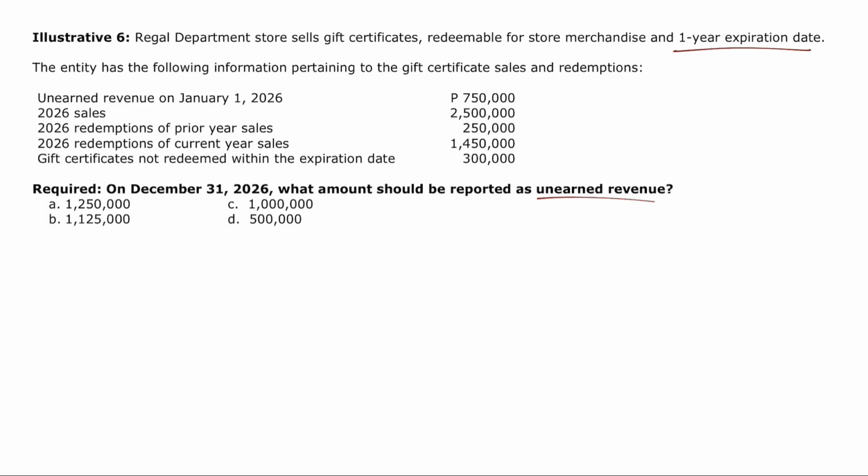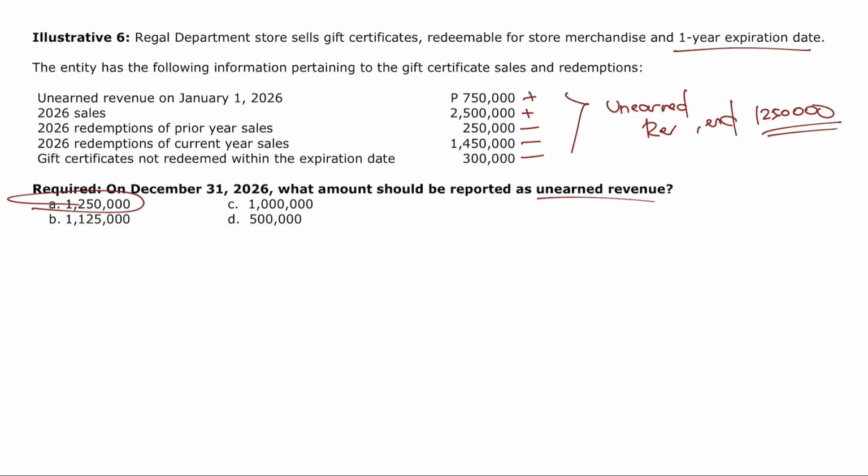Okay? So, unearned revenue beginning, 750. So, plus yun, no? 2026 sales of GC, plus din po yan. 2026 redemption of prior year sales, of course, minus yan kasi redemption. Redemption din yung 2026 current year sales. So, minus din. Then, GC not redeemed within the expiration date, yung mga nag-expire na. So, minus din yan. So, ibig sabihin ngayon, unearned revenue at the end of the year will now be equal to how much? That's equal to 750 plus 2,500 minus 250 minus 1,450 and then minus 300, or this is equal to 1,250,000. So, illustrative problem number 6, letter A will be the final answer. Again, illustrative 6, our final answer will be choice letter A.